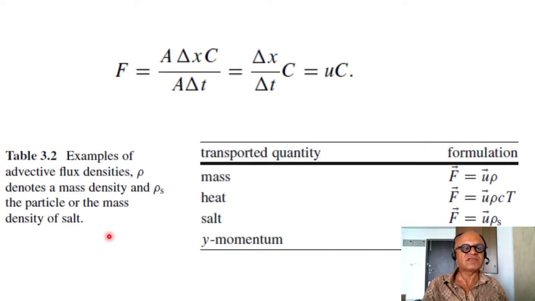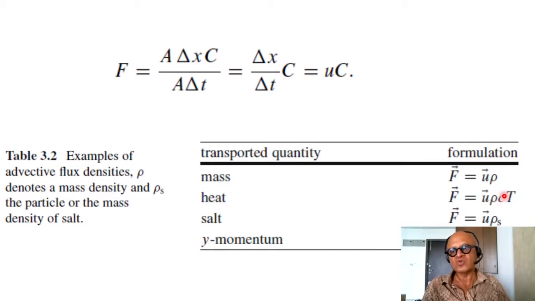So examples of advective fluxes: density denotes mass, and some particle or could be salt. We looked at diffusion before, exact same thing here. Flux of mass would be u times rho, where we put a vector sign on top because we'll obviously quickly move to three dimensions from the one-dimensional derivation.